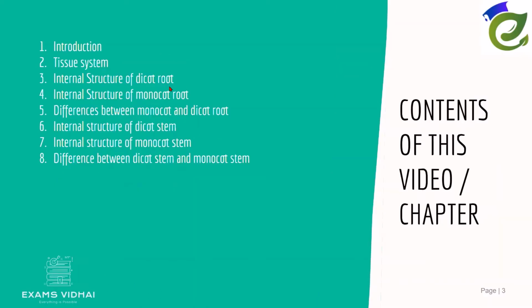So in this particular video we'll be going through the introduction, then the basics of tissue system, and then we'll be looking into the internal structure of root of dicot and monocot plants, and then we'll be looking into the internal structure of stem of the dicot and monocot plants, and then we'll be looking into their differences.